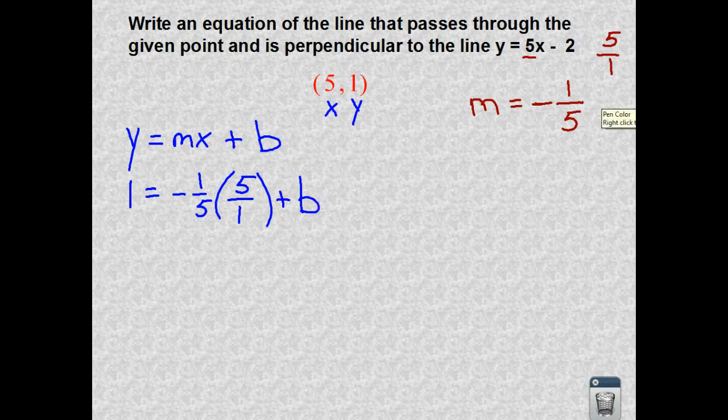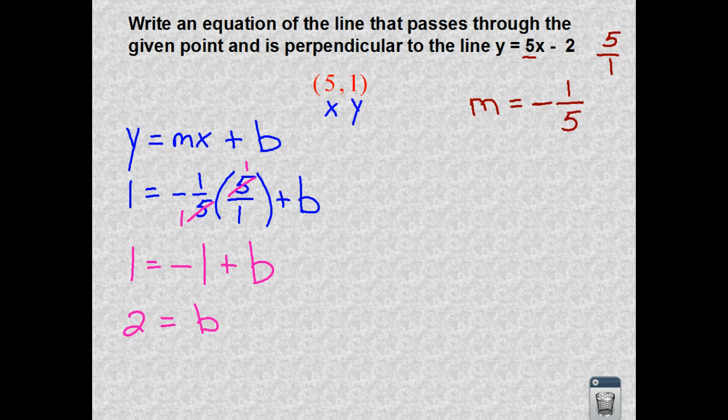All right, now we have 1 is equal to a negative times a positive is a negative. I can cross cancel my 5's and make them into 1's. So we have 1 times 1 over 1 times 1, and we know that it was a negative, so we have a negative 1 plus b. And if we're solving for b, we need to get this negative 1 to the left, so we add 1. So we're going to end up with b equaling 2.